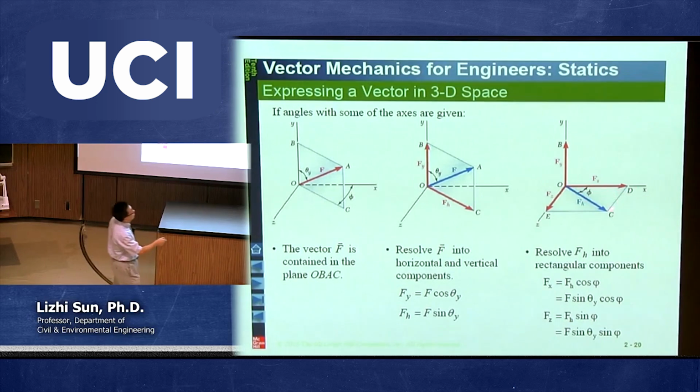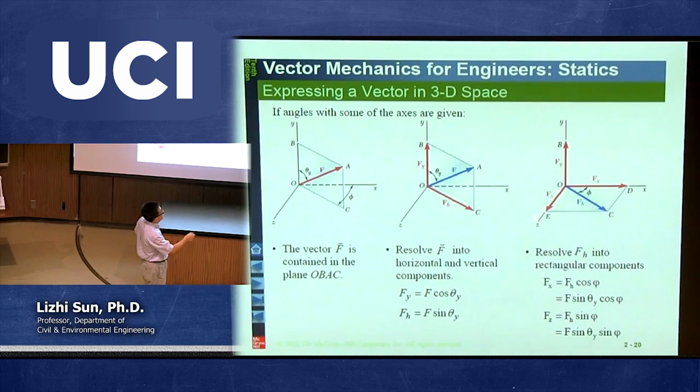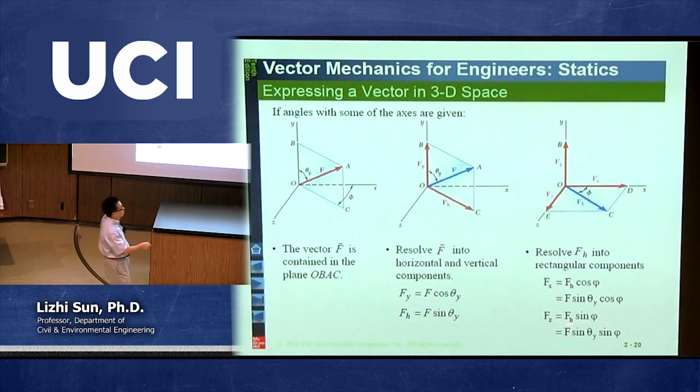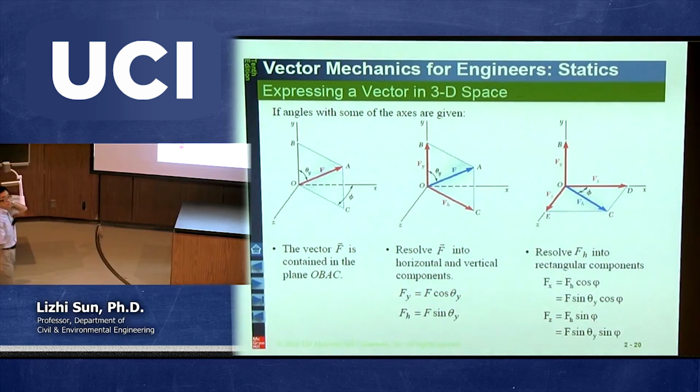Correspondingly, what is the z component? Or this one. So this one is the same as this, again from this triangle with a 90 degree angle here. So then FH times sine phi, that should be the z component, which is right here. So Fz, the z component, equals FH multiplied by sine phi. And FH is obtained from here. So you plug this one into these two equations. These are the final answers for the x component, y component, and the z component, right?